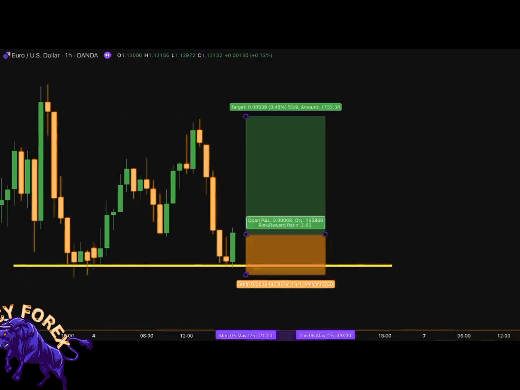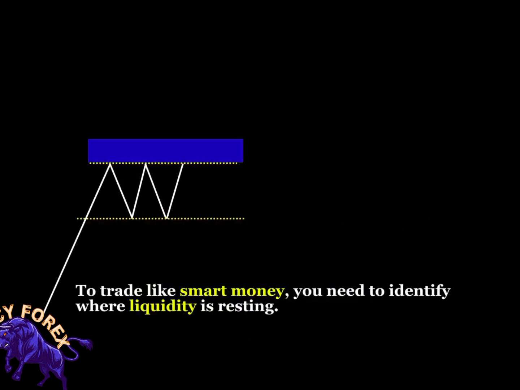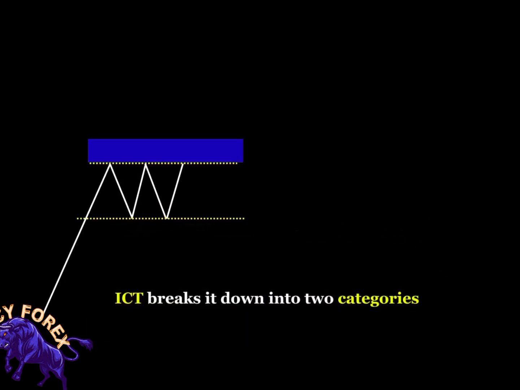You buy at support, right? You place your stop loss just below it. The market dips, stops you out, then flies up. Sound familiar? That's not a coincidence, that's a liquidity hunt, and it's how price is engineered, not random. To trade like smart money, you need to identify where liquidity is resting. ICT breaks it down into two categories.